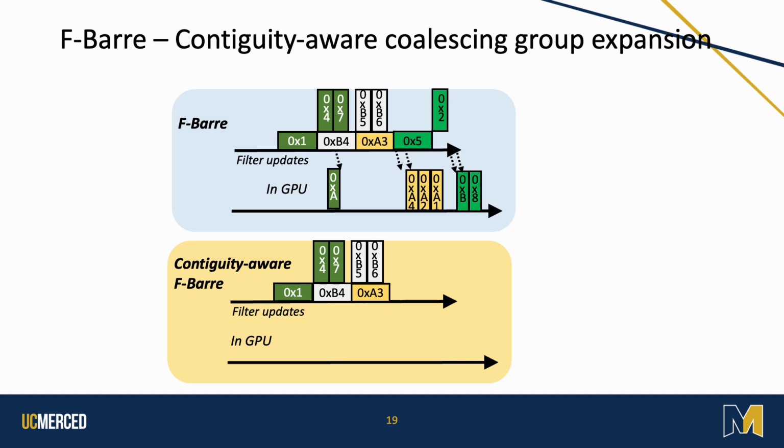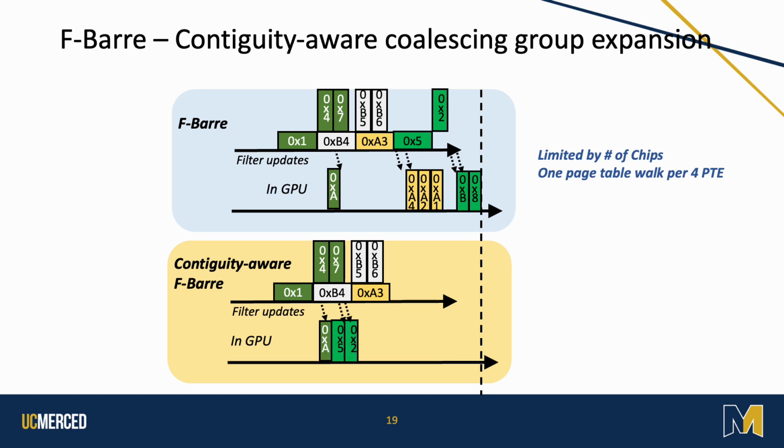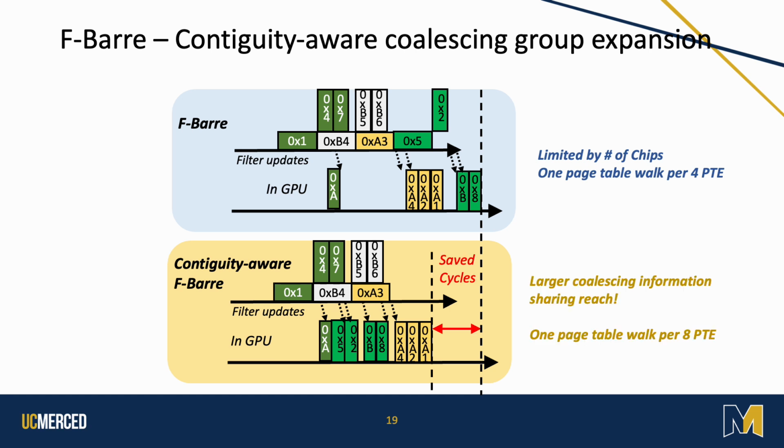Performance-wise, without contiguity-aware coalescing expansion, the coalescing group size is limited by the number of chips. In the example, one page table walk can only cover up to 4 PTEs. With contiguity-aware FBAR, we merge coalescing groups. Therefore, 0x5, 0x2, 0xB, and 0x8 can be translated alongside 0xA. The performance can be further boosted with a larger coalescing group, because one page table walk can cover up to 8 PTEs.